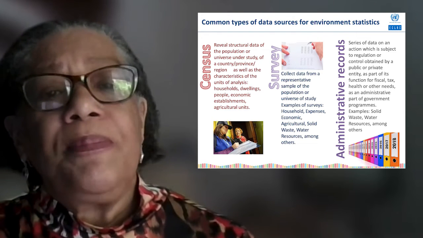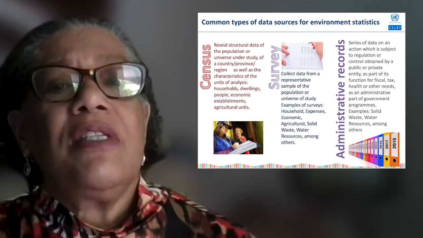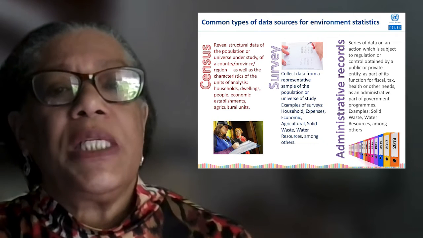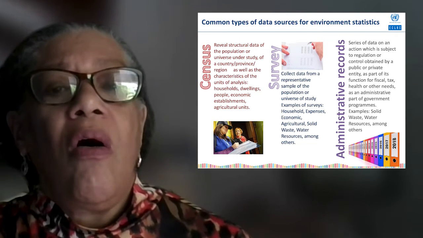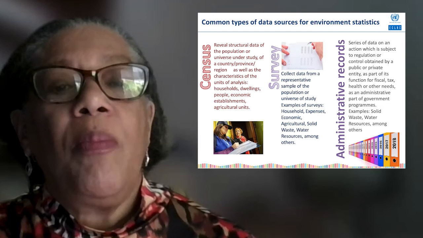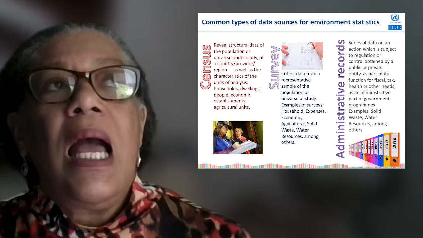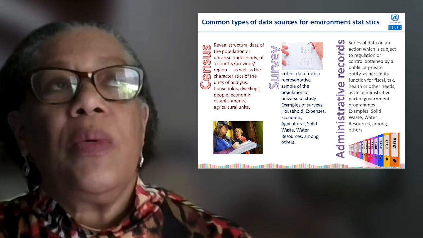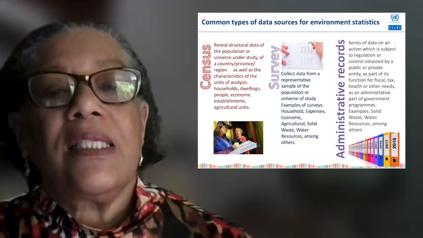Administrative records look at a series of data on an action which is subject to regulation or control by a public or private entity as part of its function. So we look at taxation, health, other administrative parts of government, and examples are also used on solid waste and water resources.